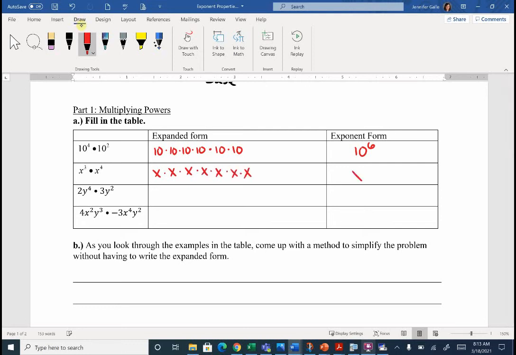And we had an x to the seventh. That looked great as I walked around. I wanted to kind of hold this up though. That third row, I'm seeing some interesting things. We have a 2y to the fourth.